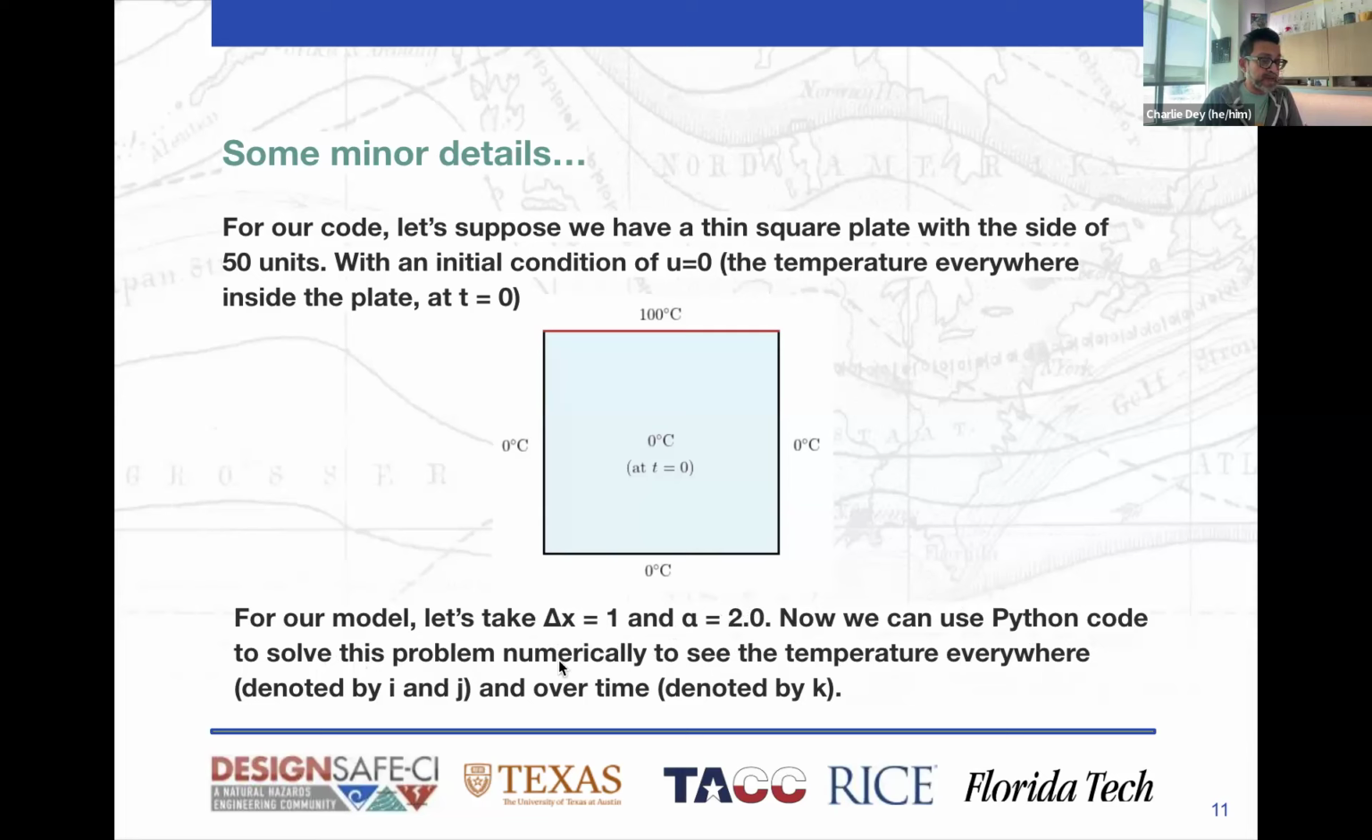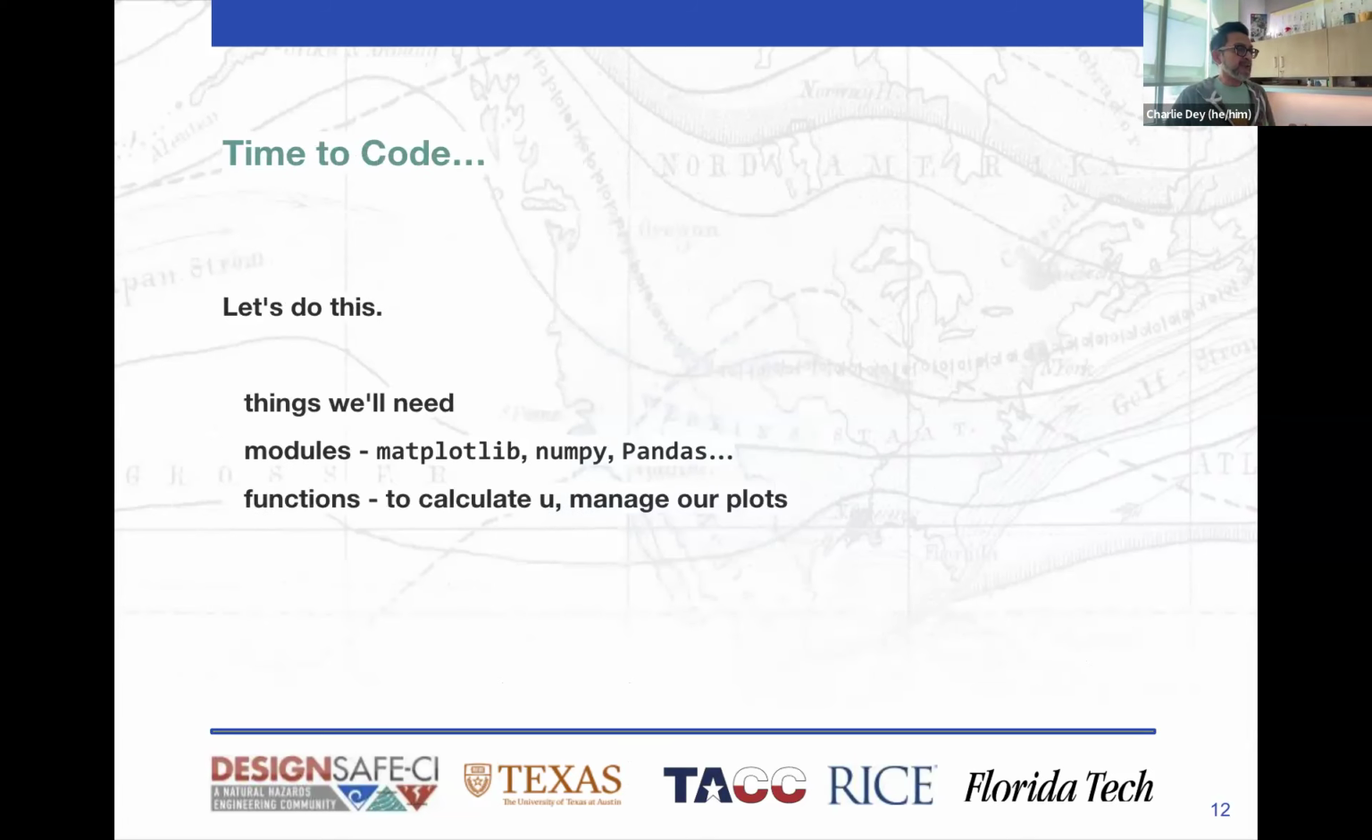We're going to essentially solve this problem numerically. We're going to see what the temperature is everywhere, denoted by i comma j, and see how that changes through time, which is denoted by k. All right, that's all the background information. We know everything we need to know to be able to solve this equation. So let's see what happens. The modules we're going to be using are Matplotlib, NumPy and Pandas. We'll talk about what Pandas is; that's our data analysis. The functions: we're going to need a function that calculates the value of u, and a function that manages our plots, just to make life easier for us.